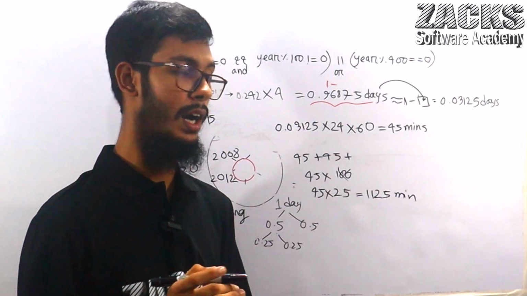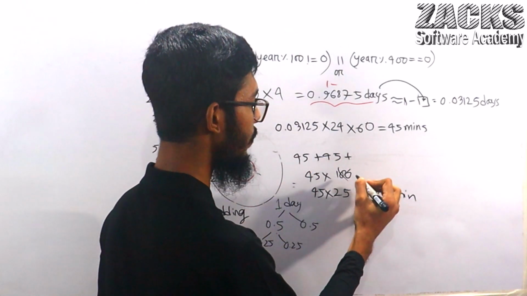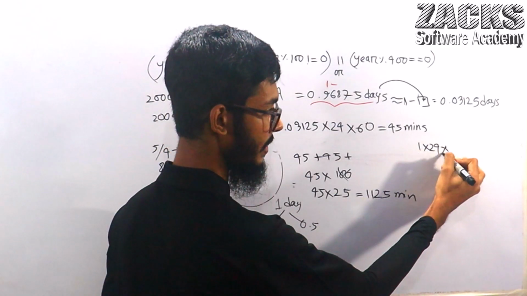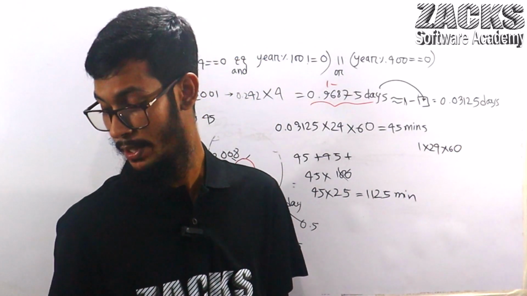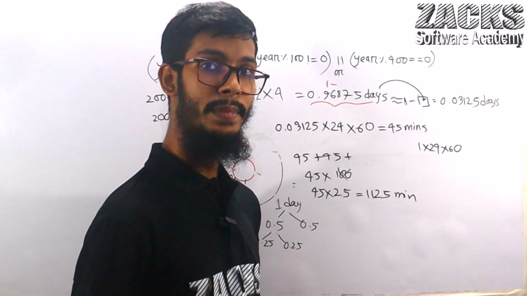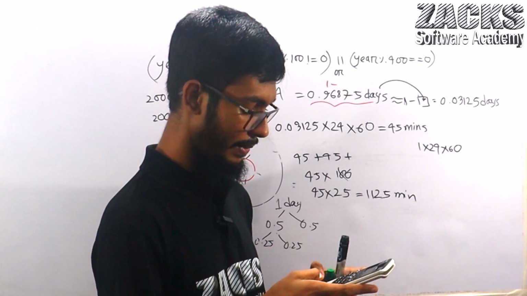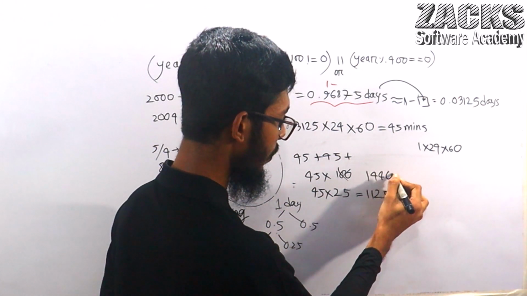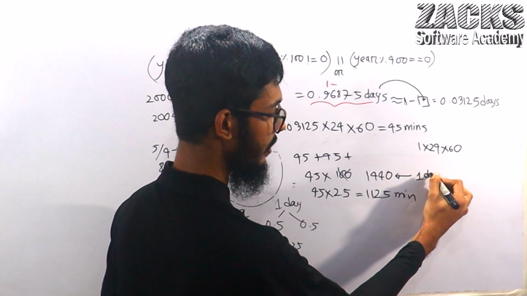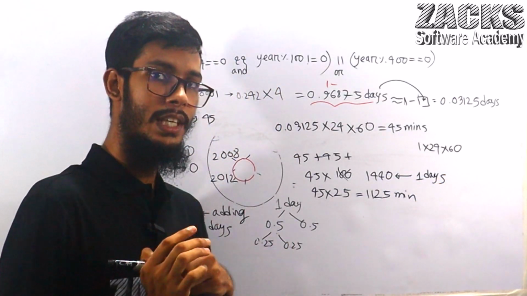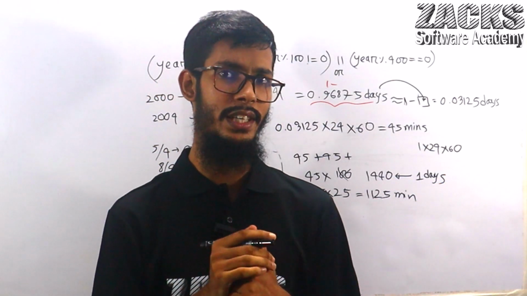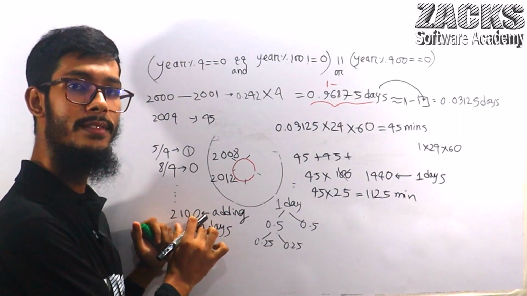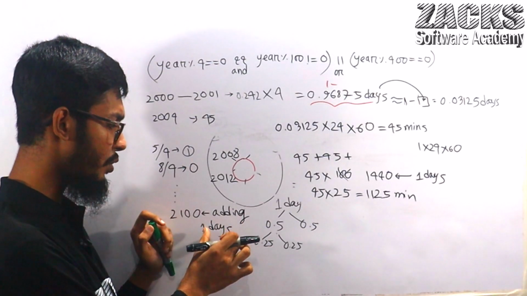But what does 1 day mean? 1 day means 1 multiply 24 hours multiply 60, which converts into minutes. So 24 multiply 60 is 1440. This is actually 1 day. So just consider in a century year, after 100 years, we need to add an extra 1 day. We need to add an extra 1 day, so we are going to add 1 day.